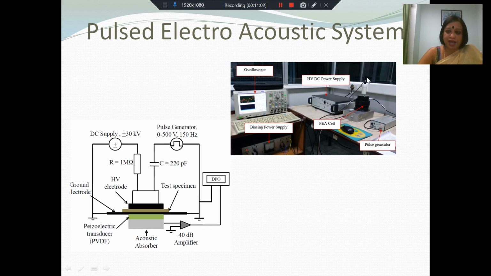This is the PEA cell. In the PEA cell, you have this entire assembly of the high voltage electrode, the ground electrode, the piezoelectric sensor, and a pulse generator. The pulse generator injects pulses into the sample. The voltage signal is registered in the oscilloscope. The voltage signal has to be calibrated so that it can be converted into an equivalent space charge map.